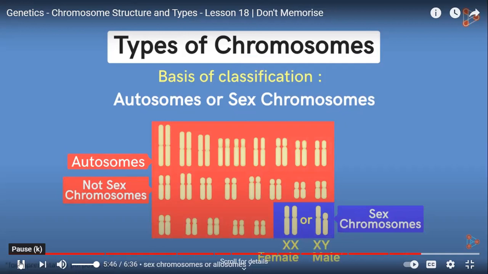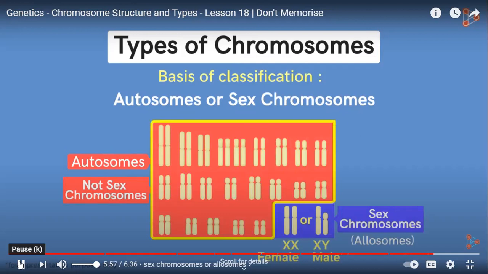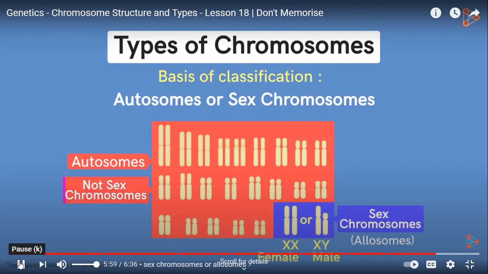So the chromosomes which help in determining the sex of an individual are sex chromosomes, or even called allosomes. The others, which are from 1st to the 22nd pair, are not the sex chromosomes. This makes them the autosomes. Both contain genes that code for proteins which make up our body.